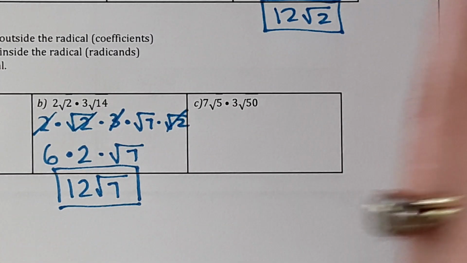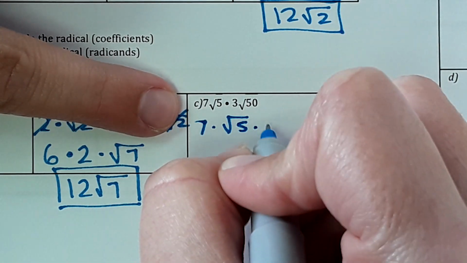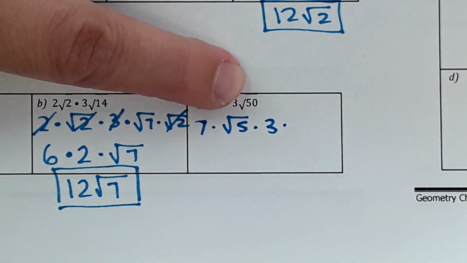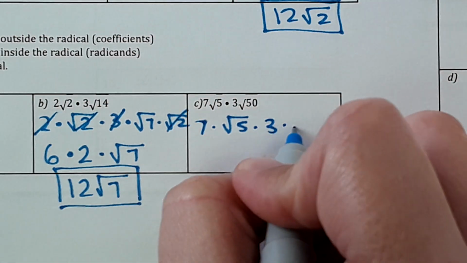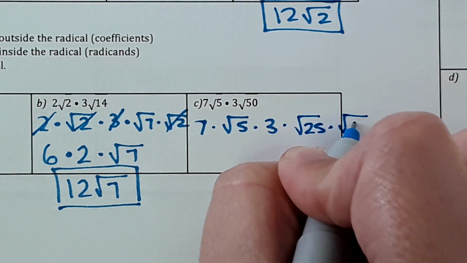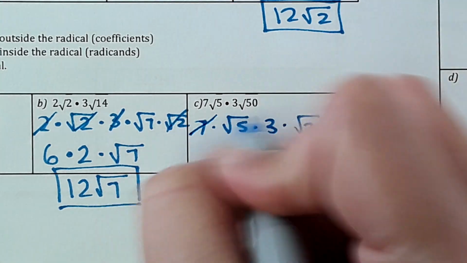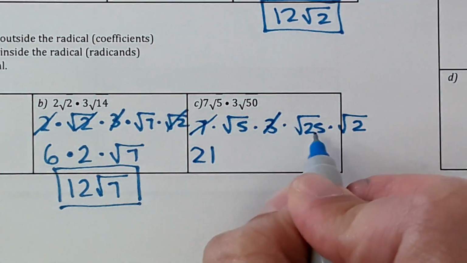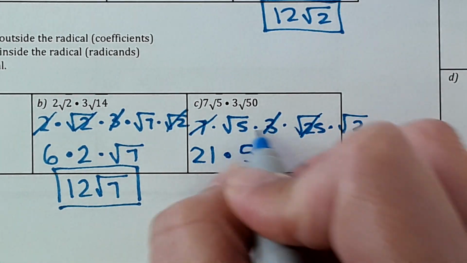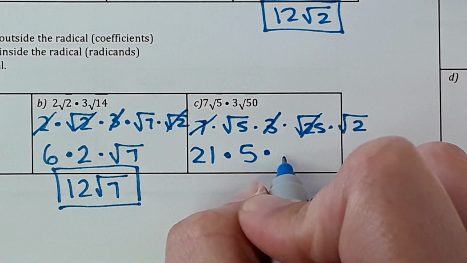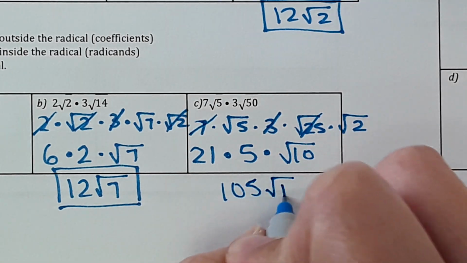So C. 7 times square root of 5 times 3 times square root of 50. I'm going to break that up. 25 and 2 stands out. 25 times square root of 2. And then 7 times 3 is 21. Again, looking at what I can simplify, square root of 25 is 5. And then square root of 5 and 2, I can't do anything with it. I'm just going to multiply them back together to get square root of 10. And then 21 times 5 is 105, square root of 10.